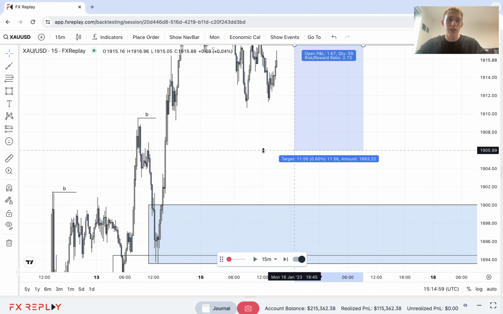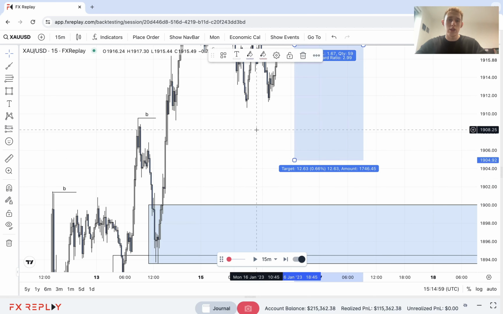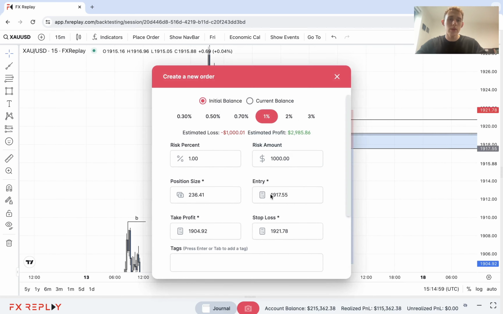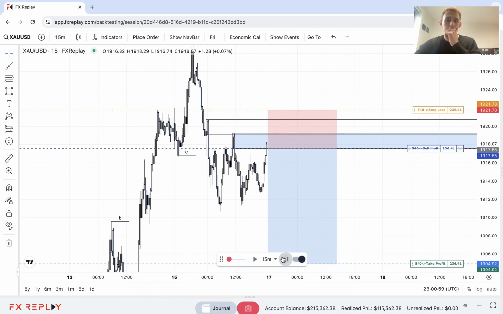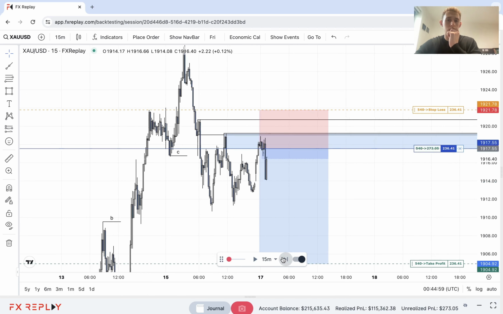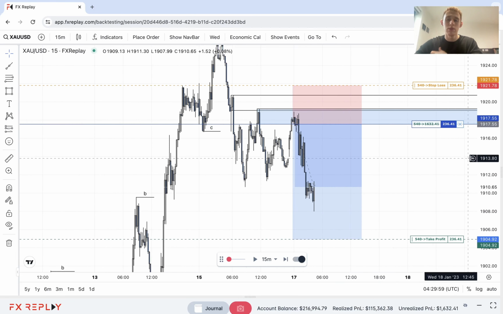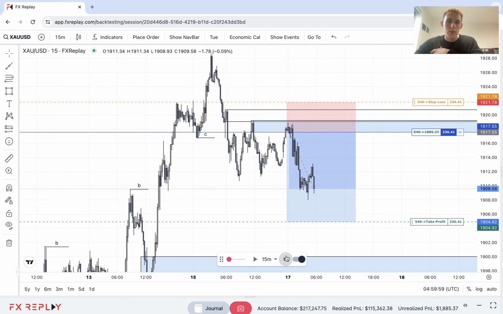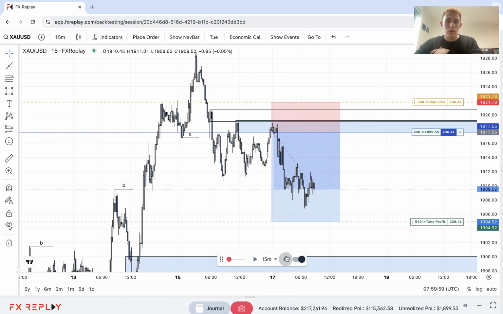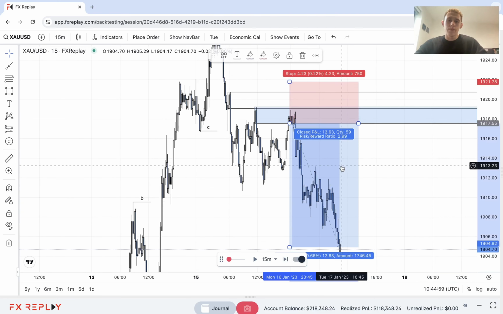Actually, this is quite a risky trade. I'm just going to go for a 1 to 3. Just there. And let's see. Very nice respect of that zone. There we go, very nice.